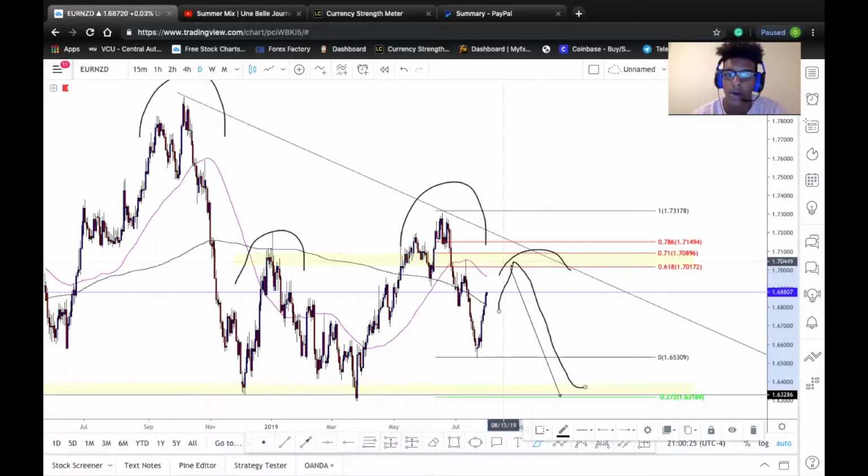Before we execute this trade, we obviously have to wait for a little bit more reversal. We can't just go ahead and get in just like that. We would like to see, again, some reversal, maybe a pin bar, engulfing, whatever it may be to entice us to get into the trade.